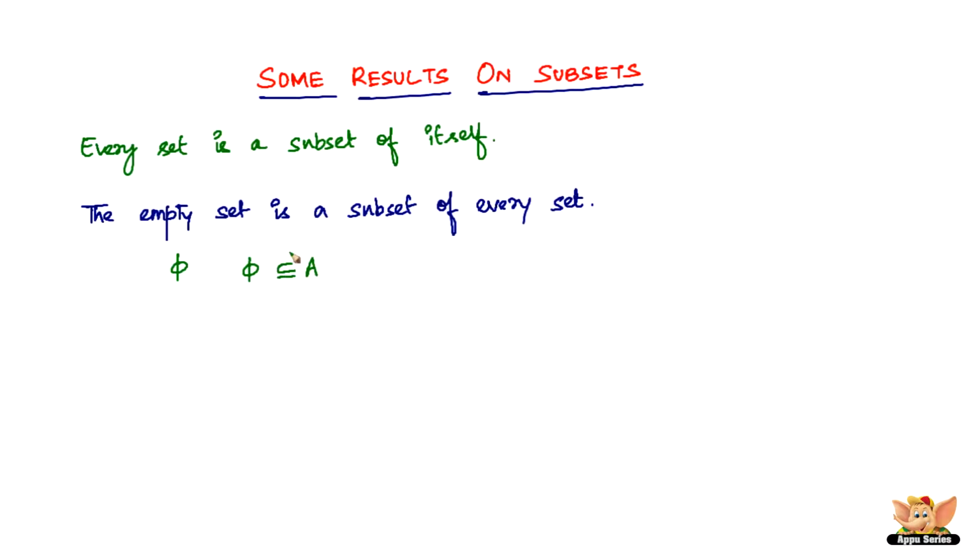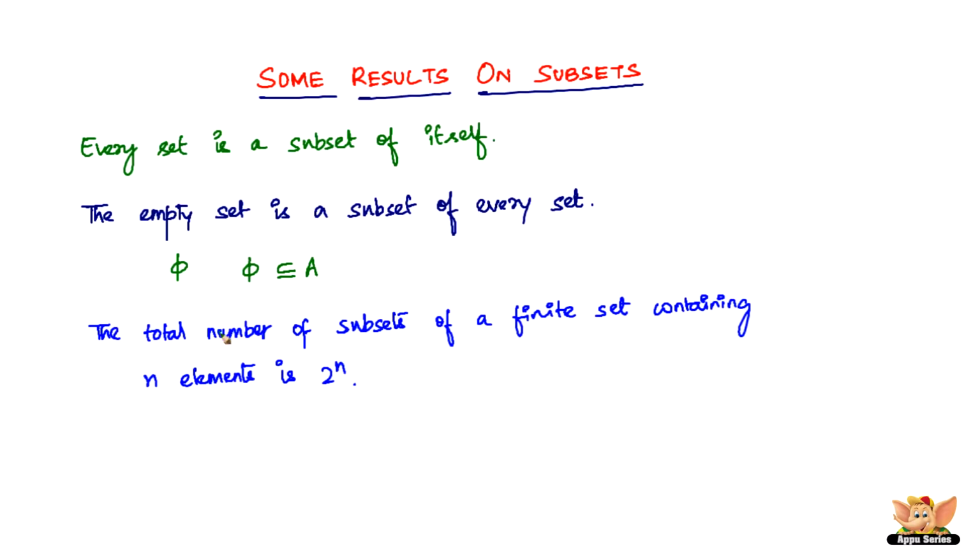show that every element of phi is an element of A also. But phi contains no element. So every element of phi is in A, logically speaking. So hence phi is a subset of A, or rather the empty set is a subset of every set. In this case, the empty set is a subset of A. Let's look into another result on a subset.